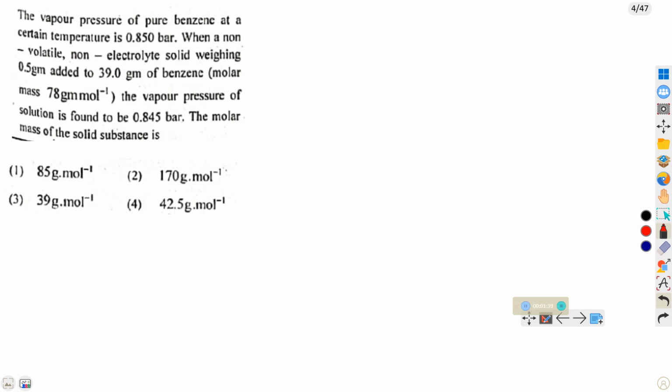The vapor pressure of pure benzene at a certain temperature is 0.850 bar. When a non-volatile non-electrolyte solid weighing 0.5 grams is added to 39 grams of benzene, the vapor pressure of the solution is found to be 0.845 bar. The molar mass of the solid substance is? So the question is related to vapor pressure. Calculate molar mass.